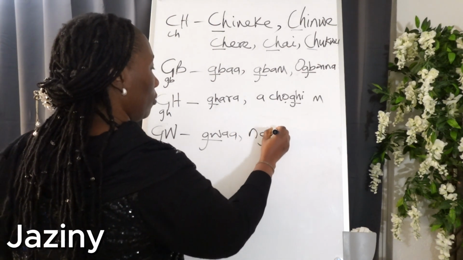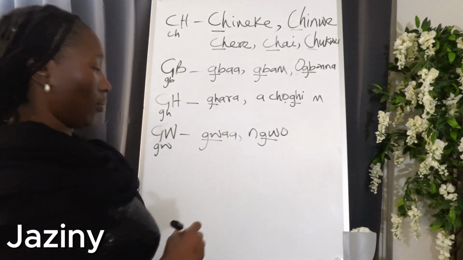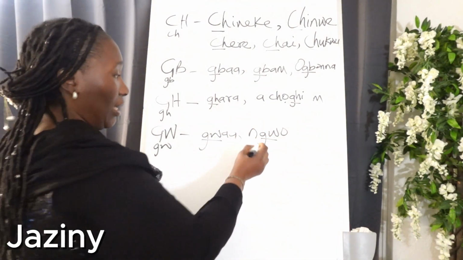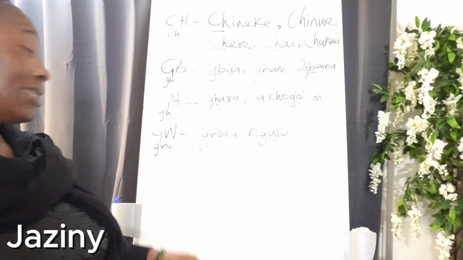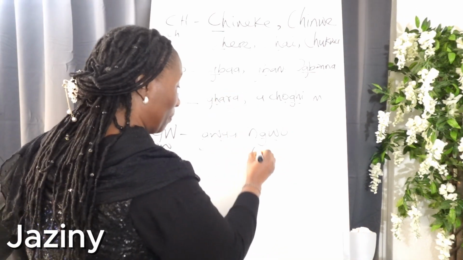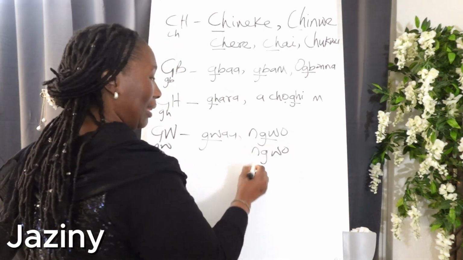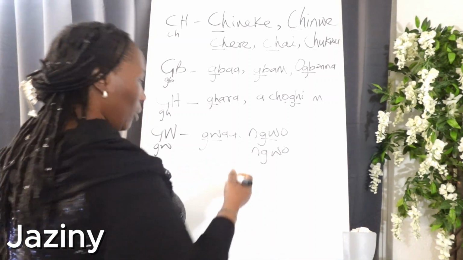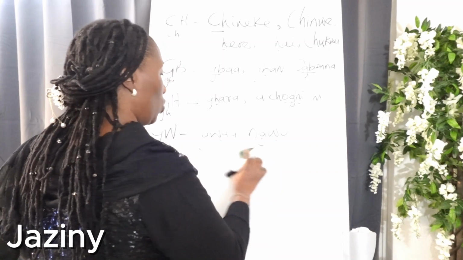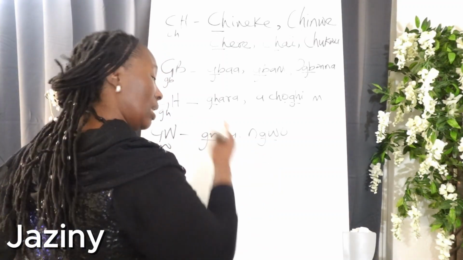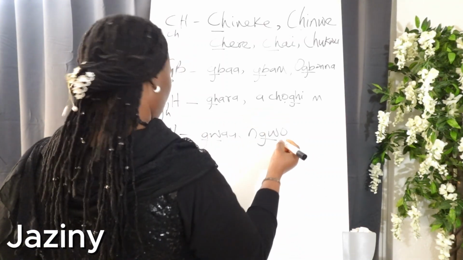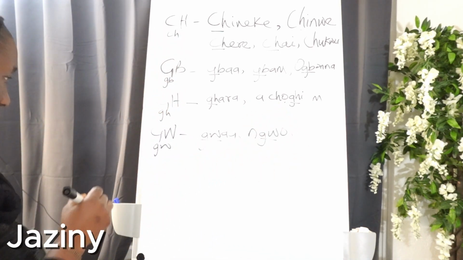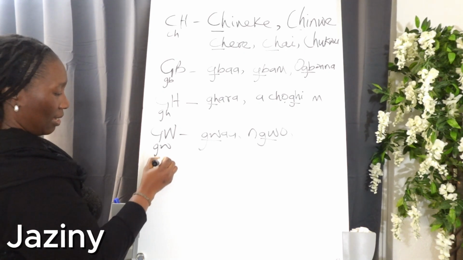Ngwo. Look at the sound. Ngwo means a local drink. You can see it. There are also other words that can be spelled like this. Ngwo. Like to conjure something. Ngwo ngwo. But I don't want to confuse you. I just want to show you that you can see these sounds in many Igbo words. Give me more examples.